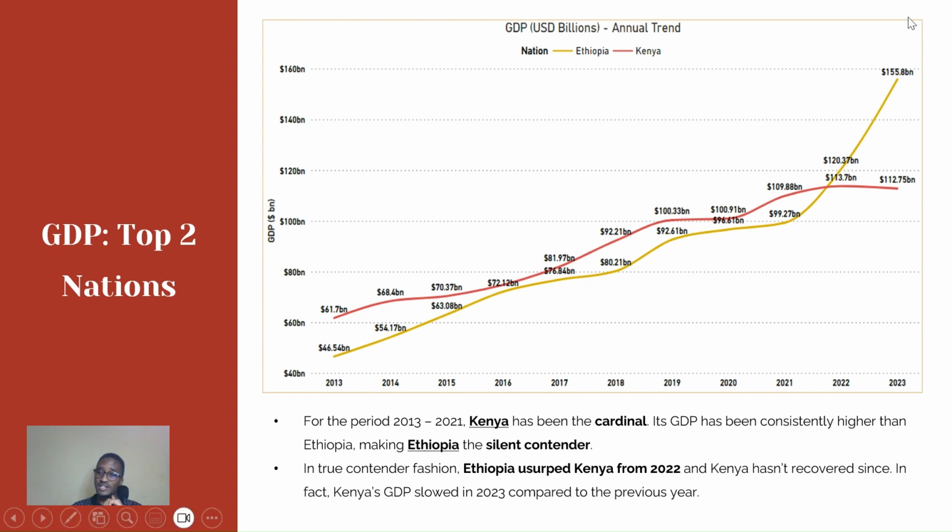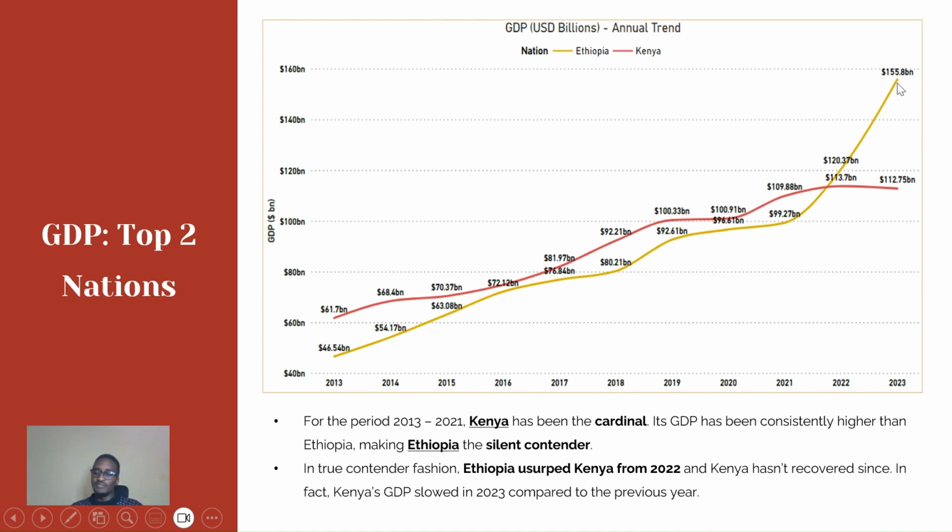Because if you see this, as of end of last year, 155 against 112, and you can even see with Kenya it was at 113 and then it dropped to 112. So actually, while Kenya lost by end of last year, Ethiopia gained, and gained by a lot. And so if you factor in this trend, because Ethiopia has just been going up, there is a very low likelihood that Kenya will actually regain its position relative to Ethiopia. And so, in a sense, here now, Ethiopia becomes the new cardinal.